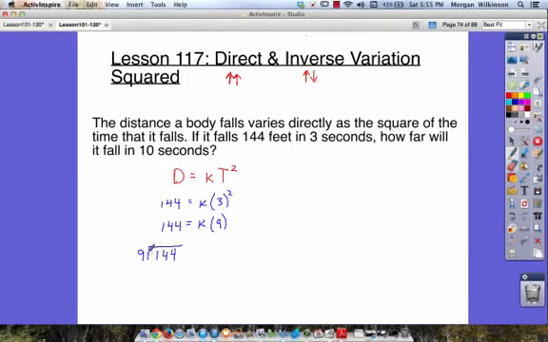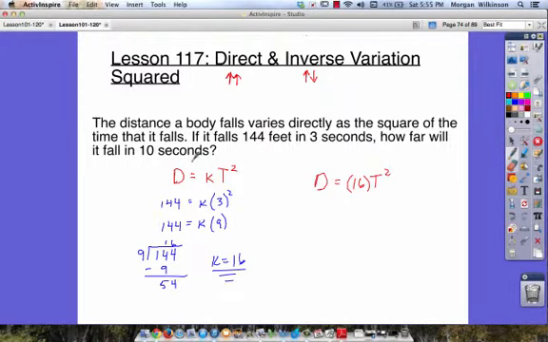Well, 9 goes into 14 one time. That's 9 with 5 left over. We bring down our 4. 9 is going to have to go into 54 6 times. So we get 16. K is equal to 16. Now remember, that's not the final answer. That just tells us that our distance will always be equal to 16 times our time squared.